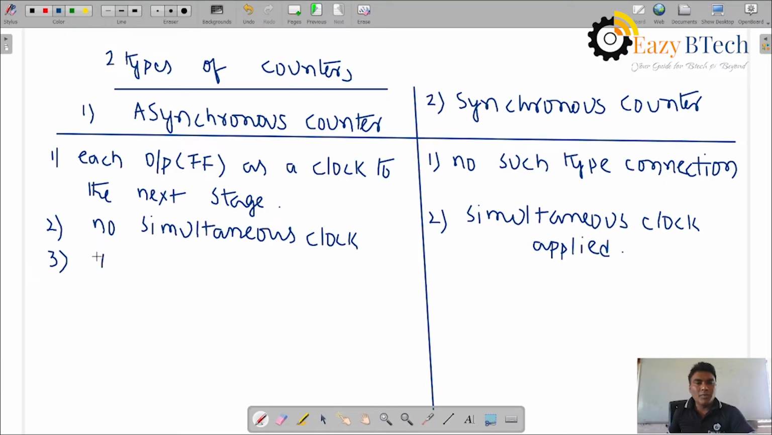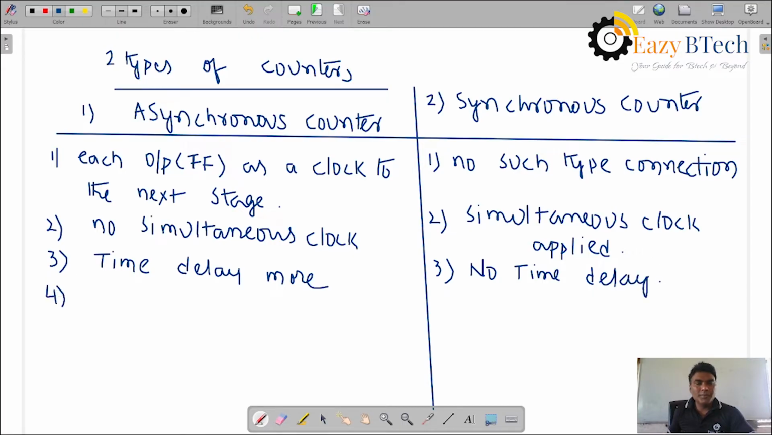And the third one: time delay. In the asynchronous counter the time delay is more, since the second flip flop should wait for the output of the first flip flop as a clock. So it will take time delay. Here there is no time delay and no need to wait for the clock, since a simultaneous clock is applied. No time delay happens in this synchronous counter.